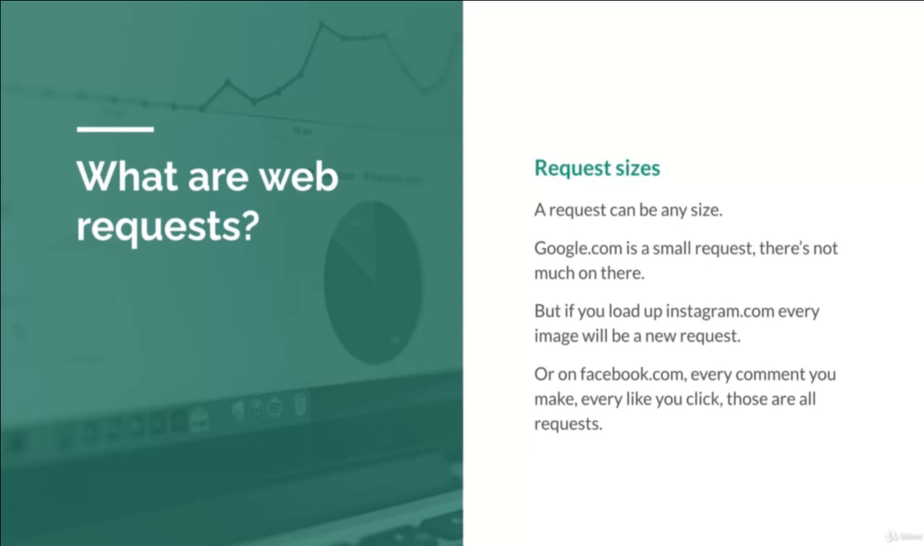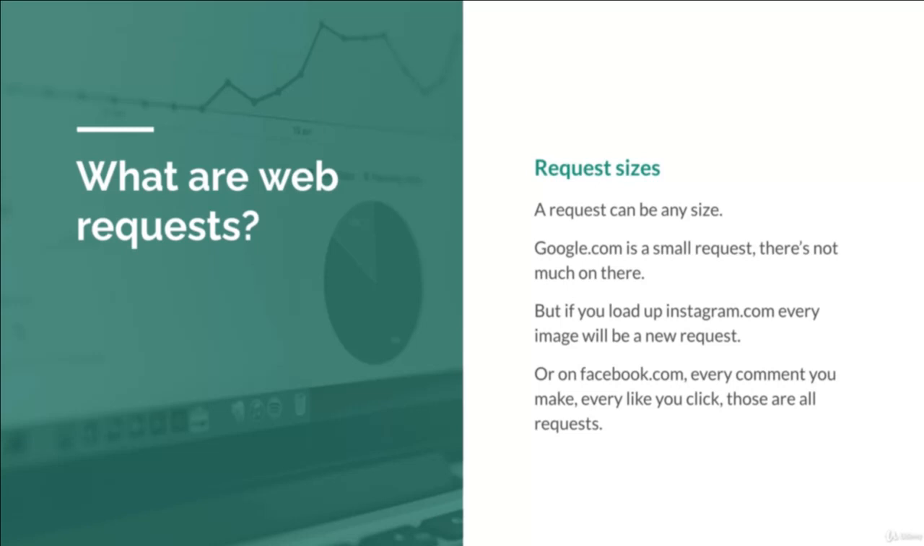Google.com is a small request, or really any website. We're just going to the website and saying, hey, can we have the files? And then the website determines what it should send back. But that first request, that first handshake is usually pretty small. Now, if you load up something like Instagram.com, every image will be a new request. So as you scroll through your Insta feed, it's going to load more and more images, and that's going to be a new request every single time.